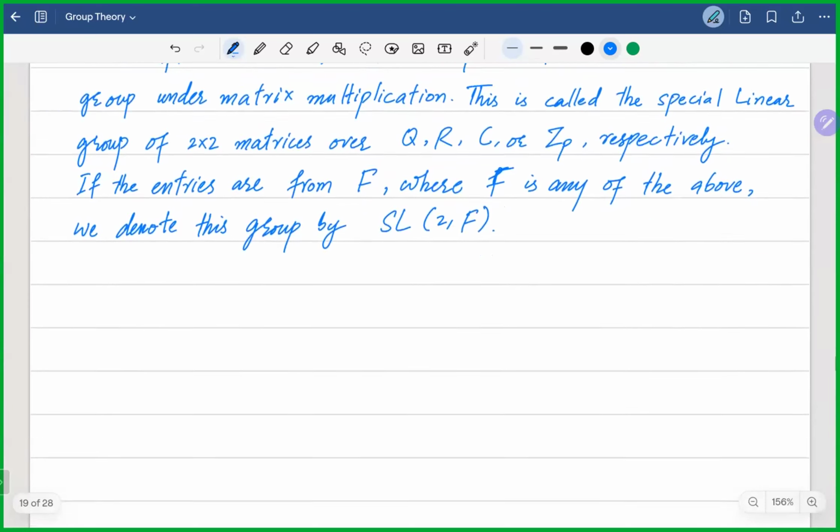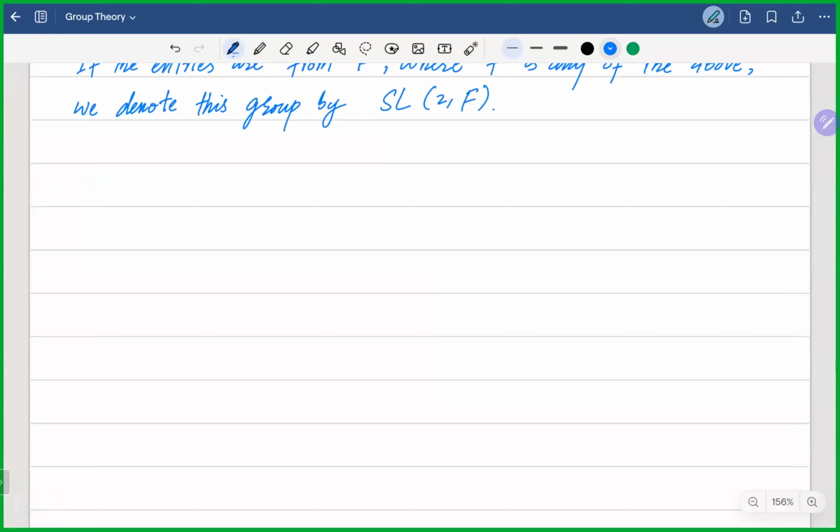Now, let's particularly talk about SL to Z5. Now consider the element A with entries 3, 4, 4, 4. Remember, the entries are coming from Z5, and Z5 only has 0, 1, 2, 3, 4 elements.